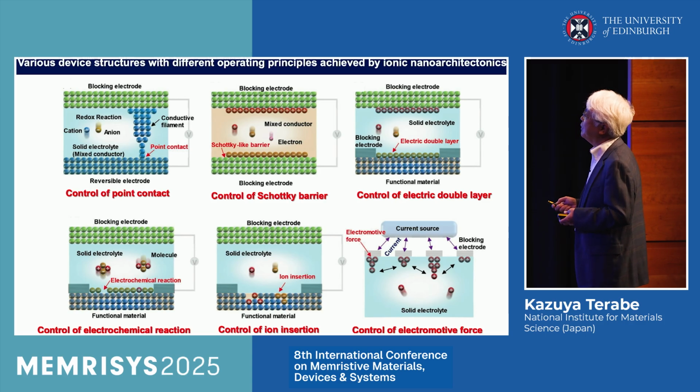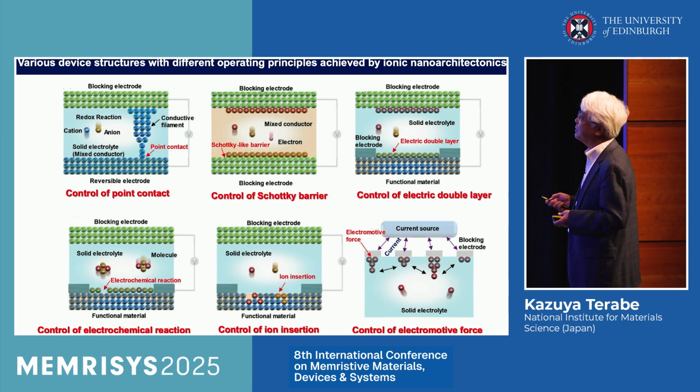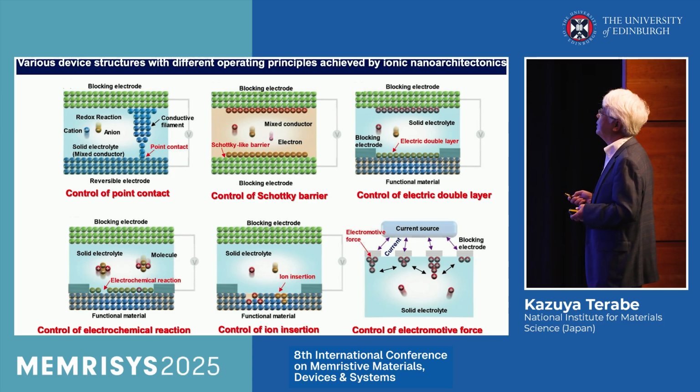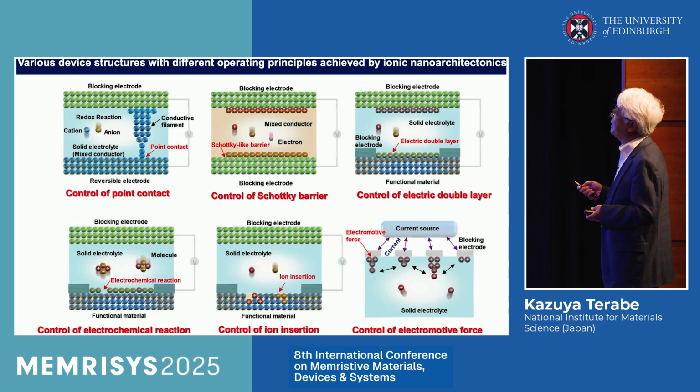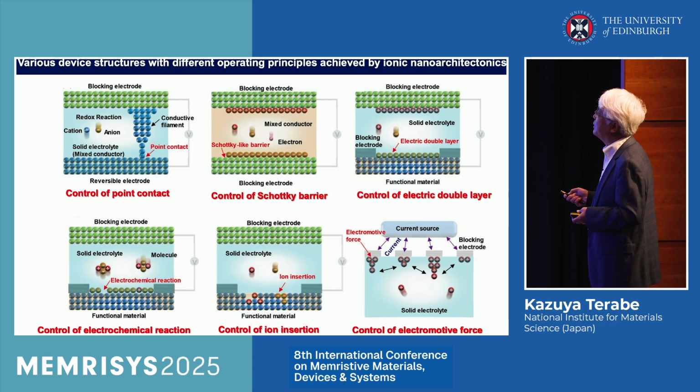First, we control the point of contact. This is very well known, where the filament controls the devices. But we focus on the point of contact at the nanoscale and even atomic scale. Another is the control of a Schottky barrier. You know this is a two-terminal device. By applying voltage, we can control the Schottky barriers, and this can be used for device operation.